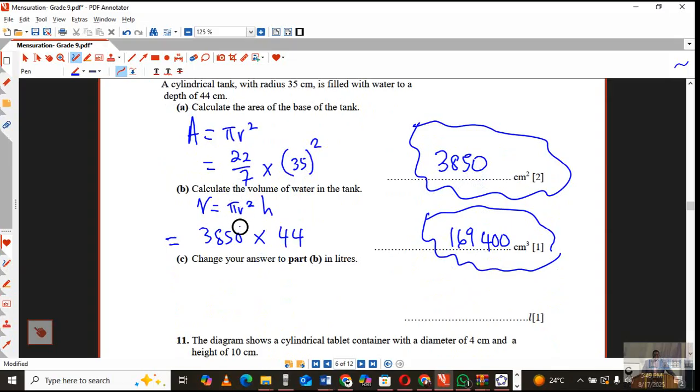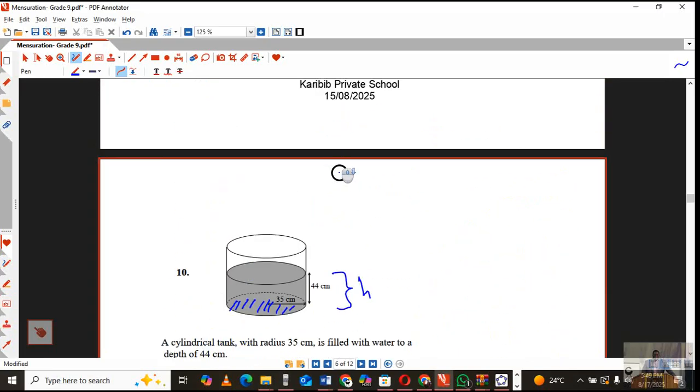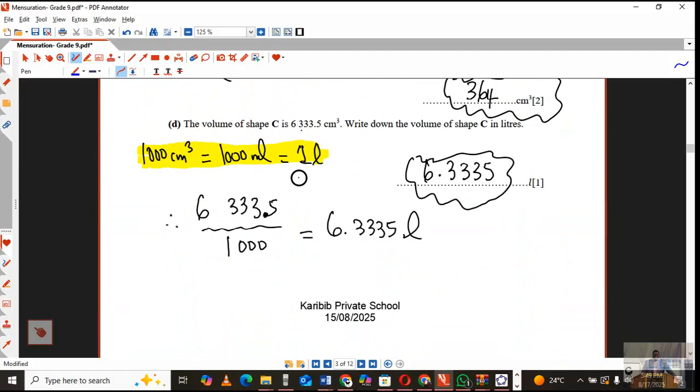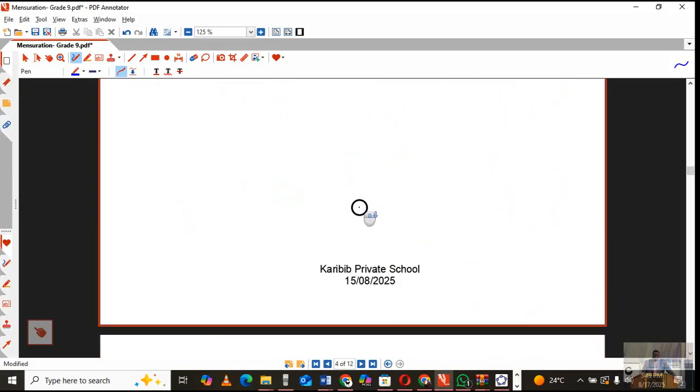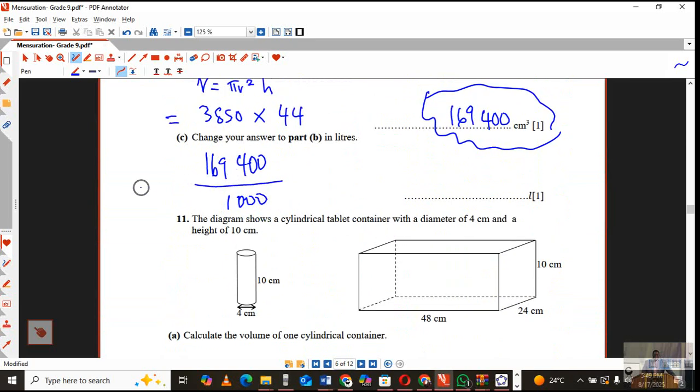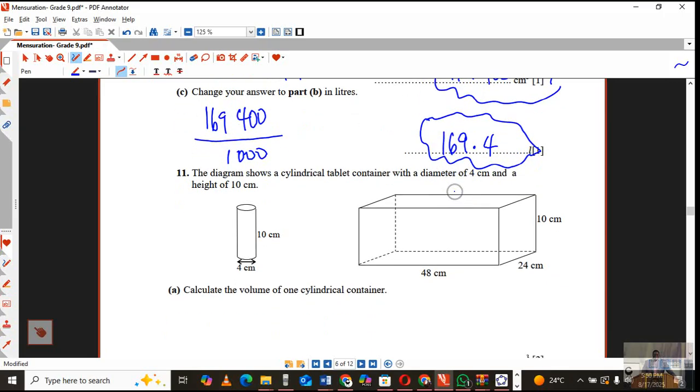Now we have done something similar where we changed something in cubic centimeters to liters, so we're just going to divide by 1,000. Just refer back to this, I even highlighted that for you, at D, when you're changing cubic centimeters to milliliters to liters. So we're going to be dividing that answer by 1,000, and the comma just moved 3 places, so 169.4 liters. Good.